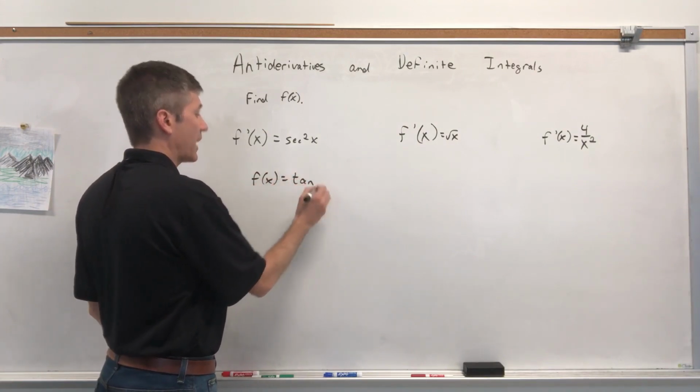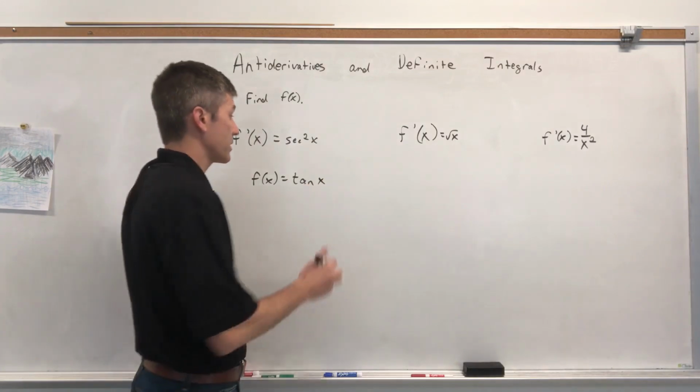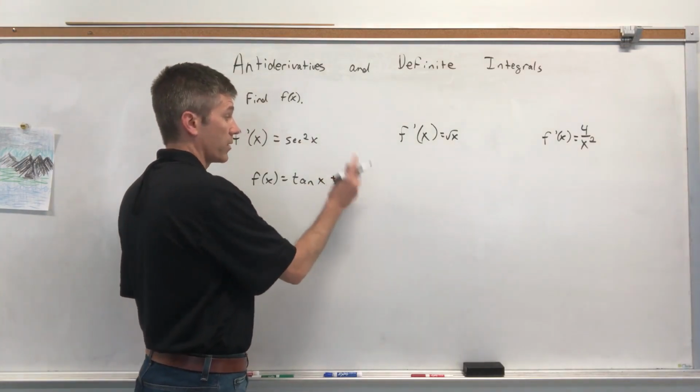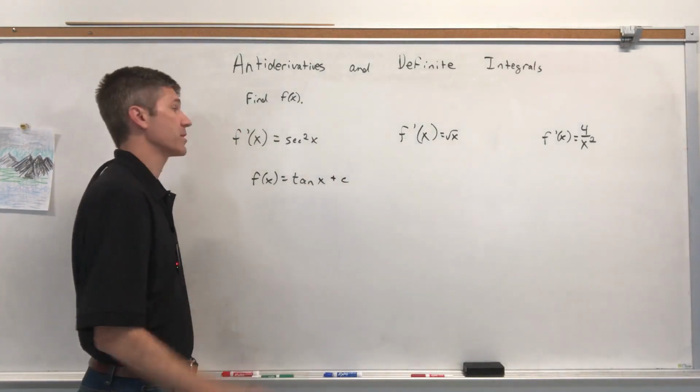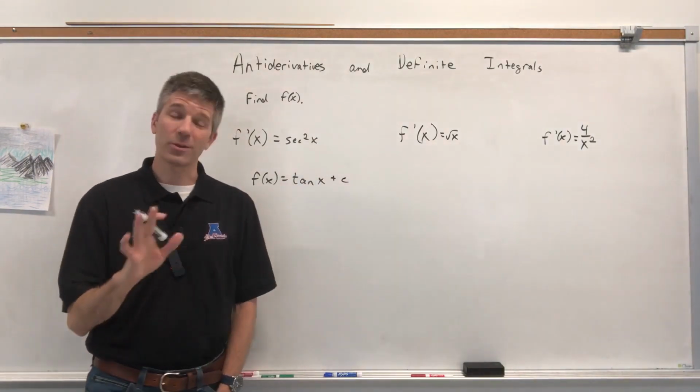The derivative of tangent is secant squared. And then there could have been a constant at the end. We could have added whatever. And the derivative of c gave me 0. So plus 0 here. All right, the next one is going to involve a rewrite.